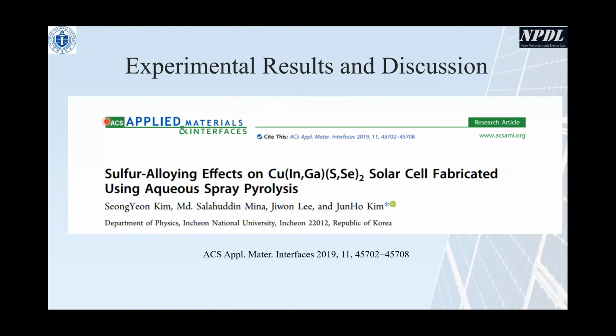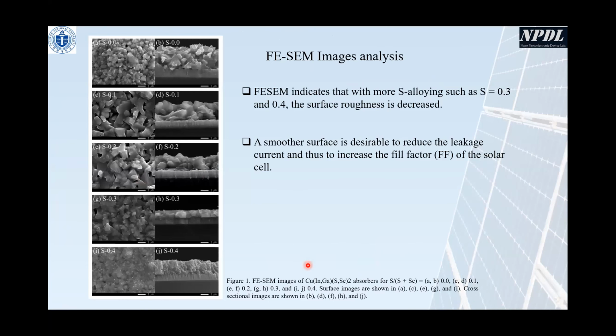Okay, so now I am going to my main part. Now I am going to discuss this research paper that we published in 2019 in ACS AMI. That paper covers sulfur-alloying effects on CIGS solar cells fabricated using an aqueous pyrolysis system. This is the image of the absorber.